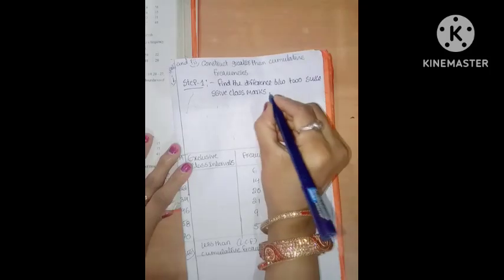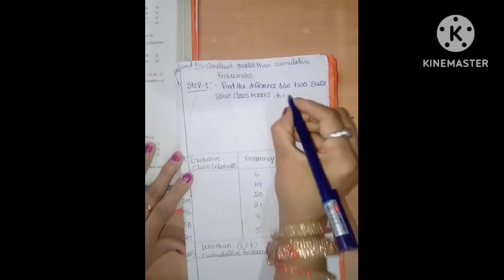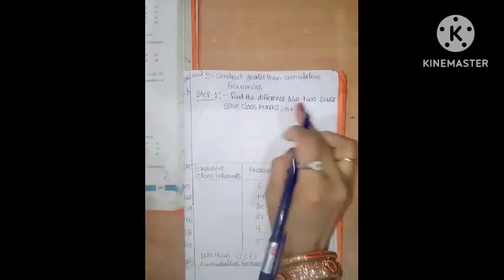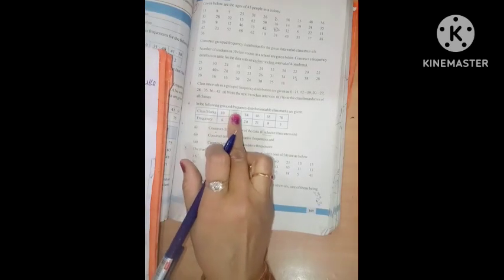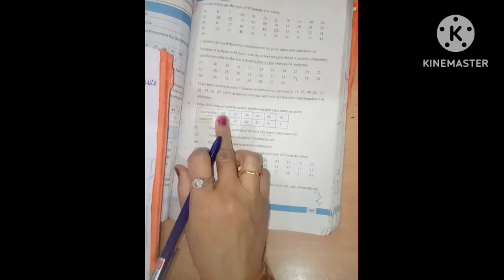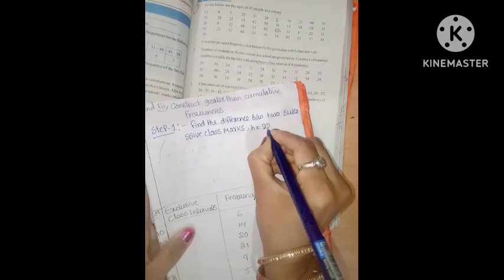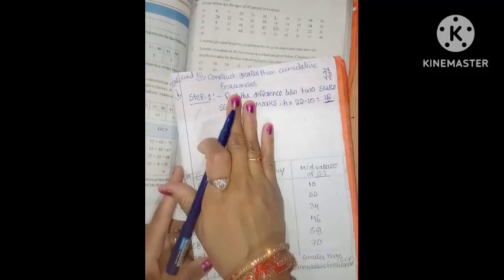The difference between class marks is the height h. So h equals the difference between two successive class marks, these two only: 22 minus 10. So how much value do we get? The height of the class interval is 22 minus 10, which is 12. The height of the class interval h is 12. This is step 1.